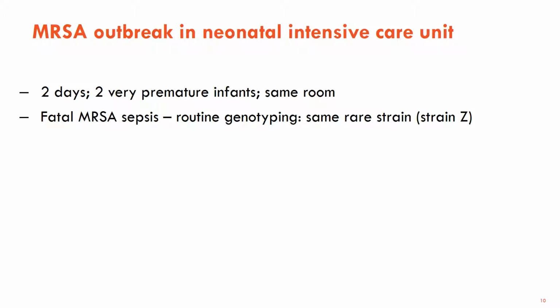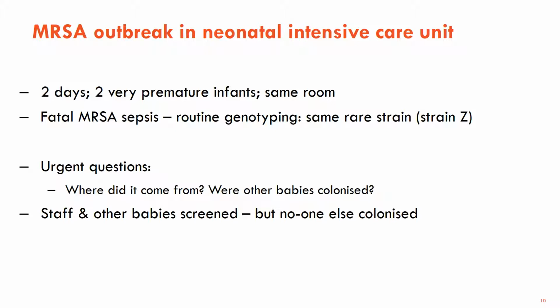Now I want to illustrate how pathogen whole genome sequencing can and has been used to investigate outbreaks of infection. The first example I want to use is of an outbreak of MRSA infection in a neonatal intensive care unit. Over a 2-day period, 2 very premature infants who were nursed in the same 2-cot room developed severe sepsis and died from it. Routine strain typing showed very quickly that both were infected with the same rare strain of MRSA. So it was very urgent then to determine, if possible, where this strain had come from and whether any other babies were at risk.